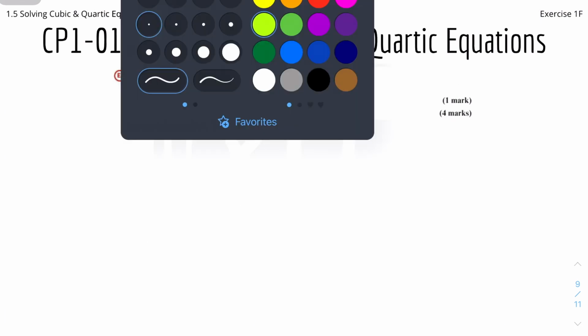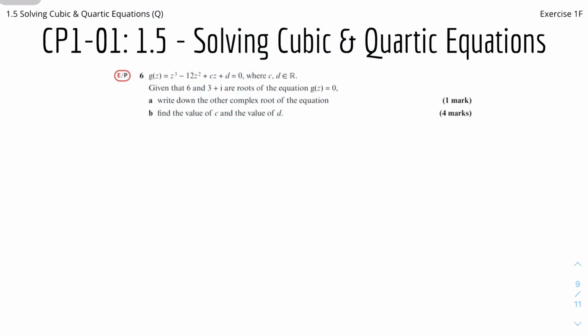And then we have question 6, or the second question. Given g of z equals z cubed minus 12z squared plus cz plus d equals 0, where c and d are real numbers. Given that 6 and 3 plus i are roots of the equation, write down the other complex root of the equation.